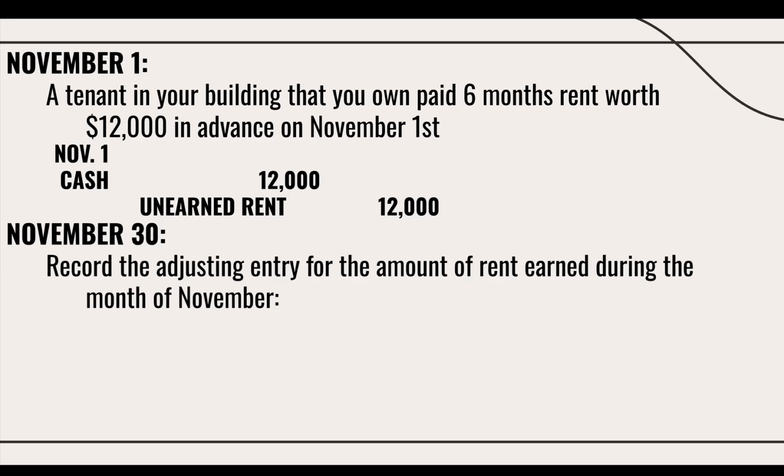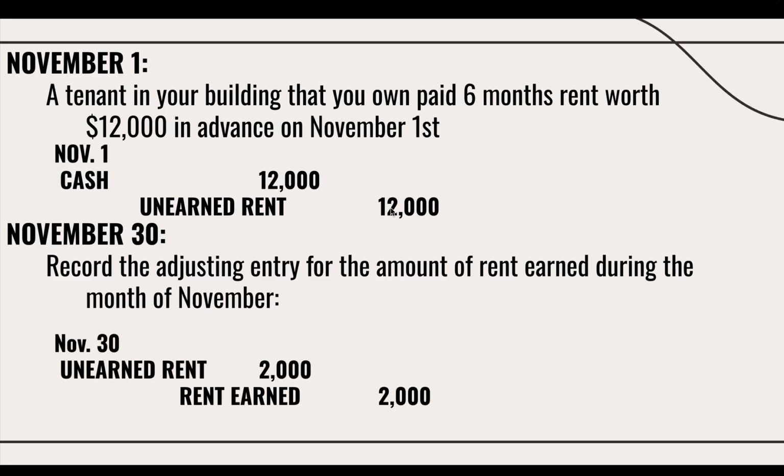So then at the end of the month, you need to adjust for the amount of rent that was earned during the month of November. Okay, so 6 months, $12,000, that's $2,000 a month. So they no longer have $12,000 worth of unearned rent. They only have $10,000 worth of unearned rent because we had to subtract $2,000 from that. That's a debit, because a debit to a liability is a subtraction, and then rent earned is the same as revenue.